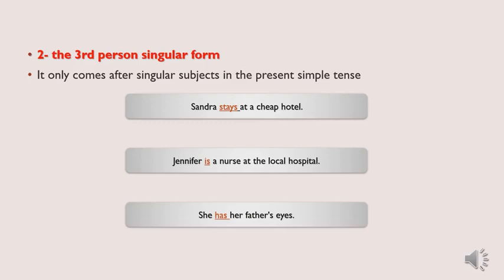In the last example, she has her father's eyes. Has is the third person singular form. The stem is have. We use has because the subject is singular and the tense is present simple tense. So has is the third person singular form because the subject is singular, she.